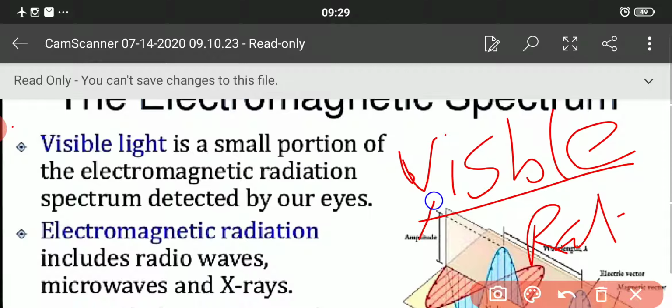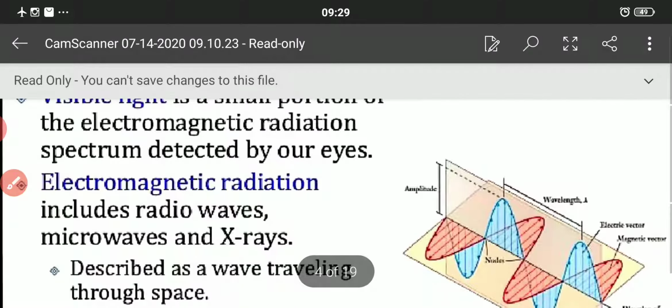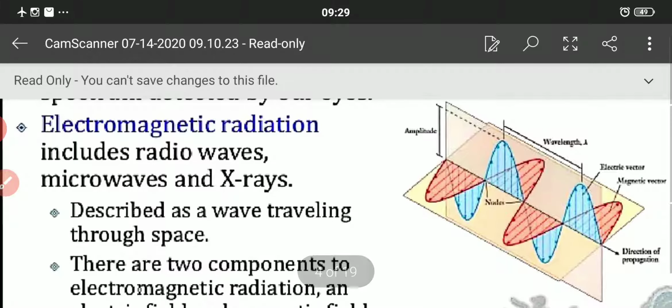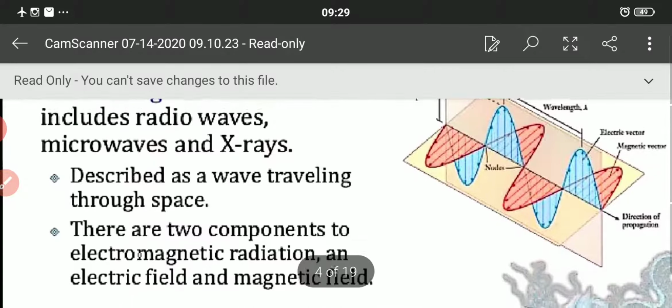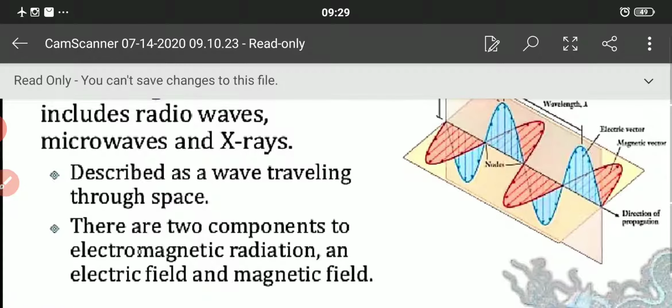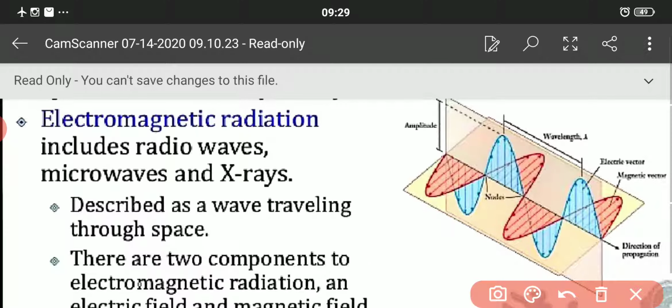Other wavelength radiations are classified as electromagnetic radiation, which include radio waves, microwaves and X-rays. Our eyes cannot detect radio waves, microwaves and X-rays. Now how do they travel? See the graph: the electric and magnetic fields move perpendicular to each other. See the graph, they are always at a 90 degree right angle to each other.